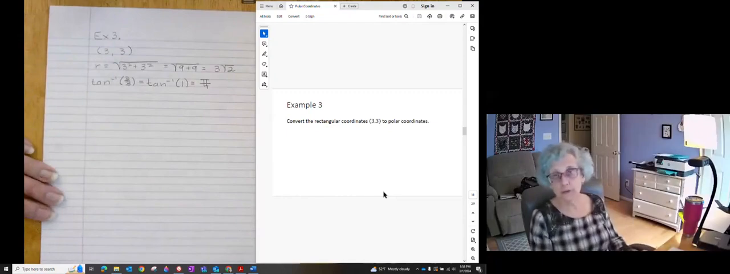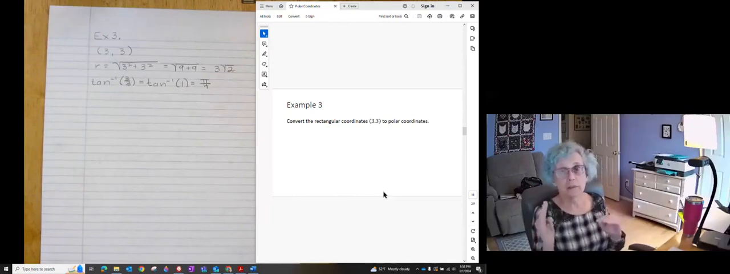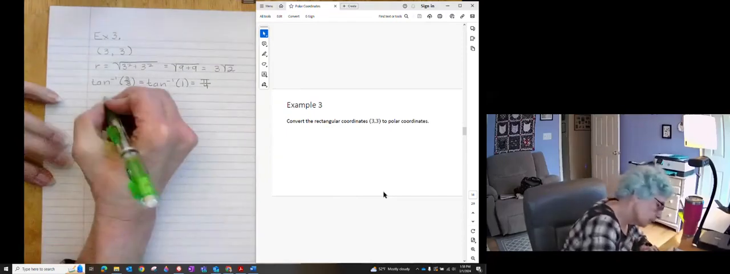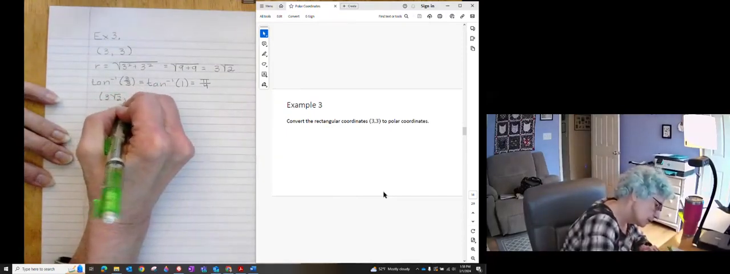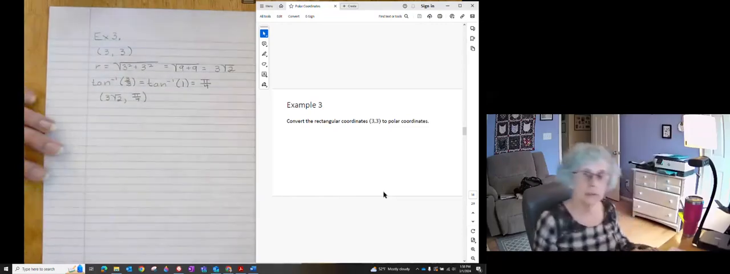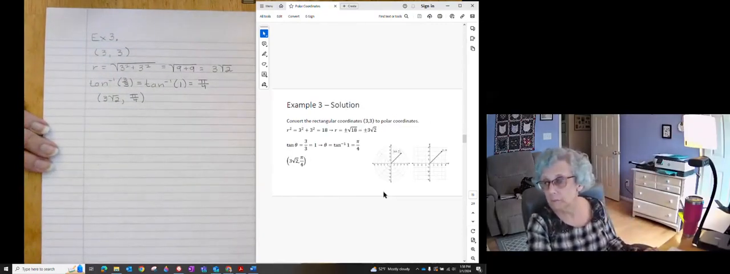Is pi over 4. And just like when we're doing vectors, we have to make sure that we're in the right quadrant, and yes, we are, because the rectangular point (3, 3) lives in quadrant 1, and then the point (3 square root of 2, pi over 4) also lives in quadrant 1. Pretty answer.